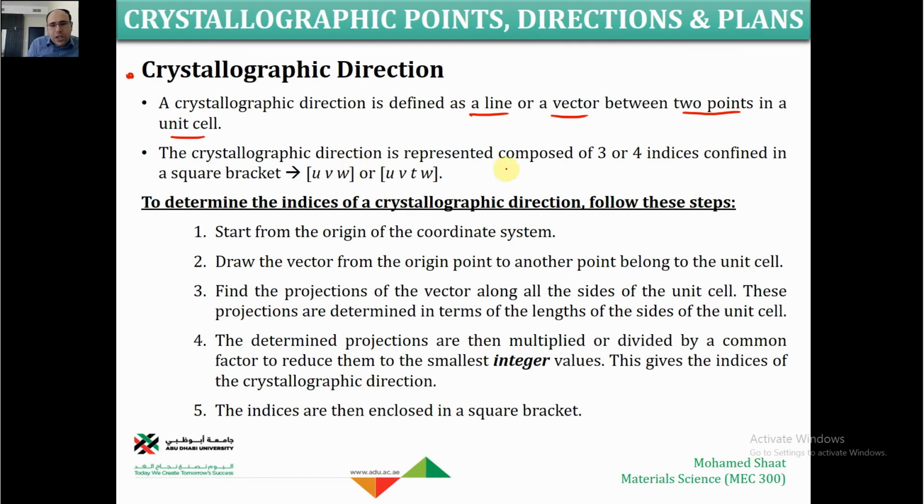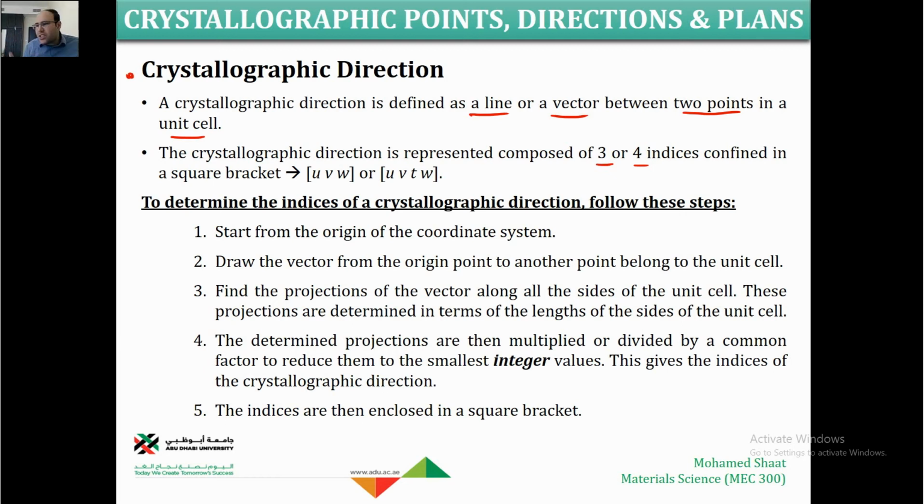The crystallographic direction is represented as a composition of 3 or 4 indices, depending on what? Depending on the crystal system. We have 7 crystal systems. Some of them are cubic, some of them are hexagonal, for example. For the cubic, 3 indices are enough. For the hexagonal, it is preferred to use 4 indices, as I'm going to show you. Okay? The 4 indices would be something weird.